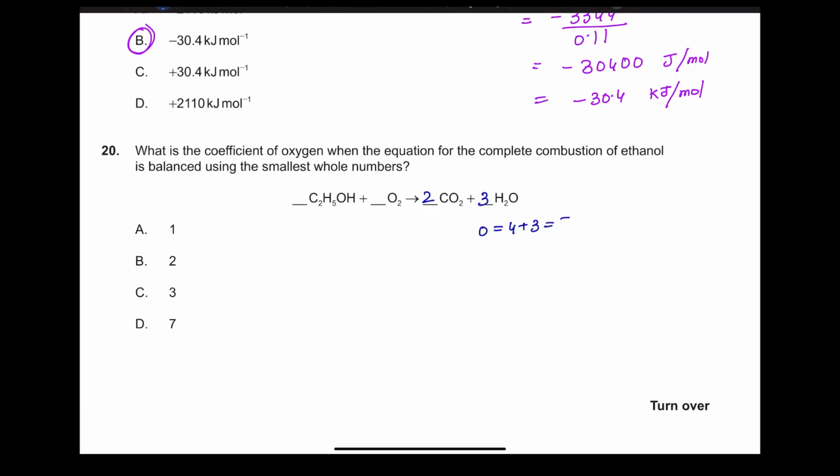on the H2O. So you have 7 oxygen on the right side. On the left side, 1 oxygen is in C2H5OH. So we need to add 6 more oxygen, so I can just place a 3 in front of O2, which will balance out this reaction. The answer would be C.